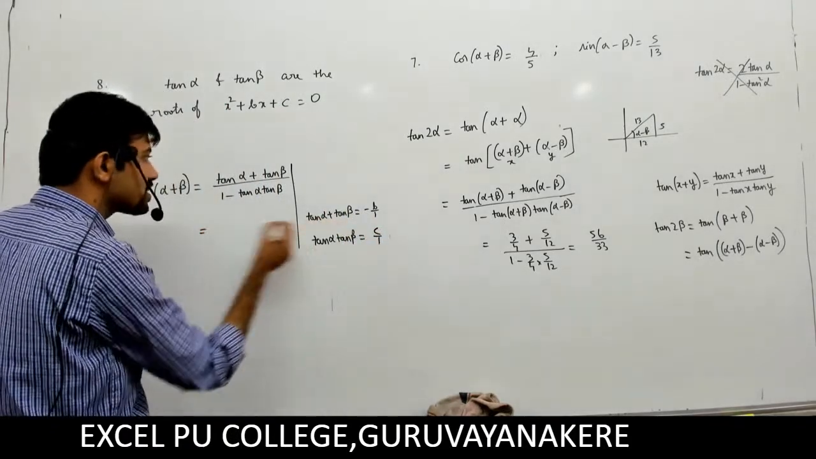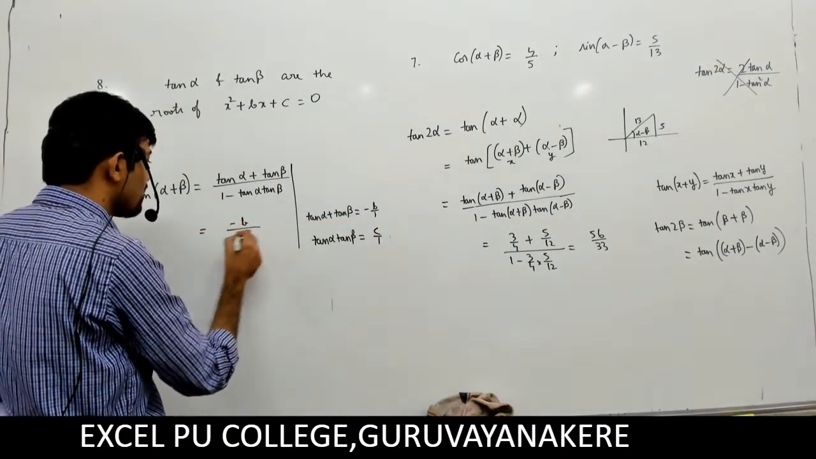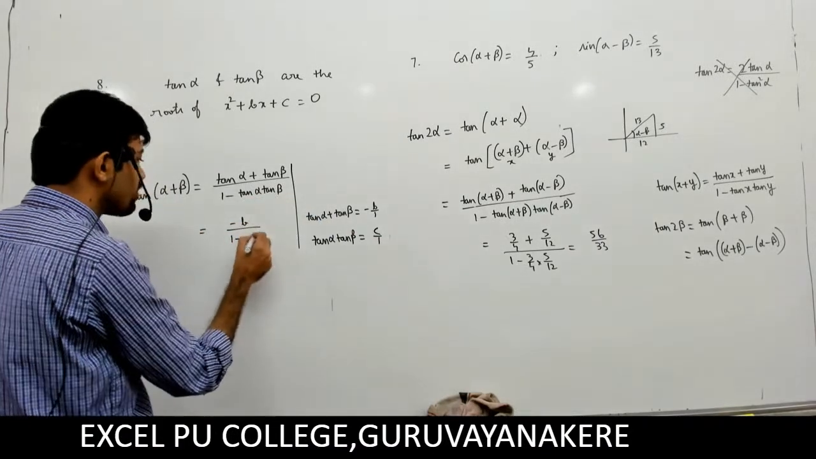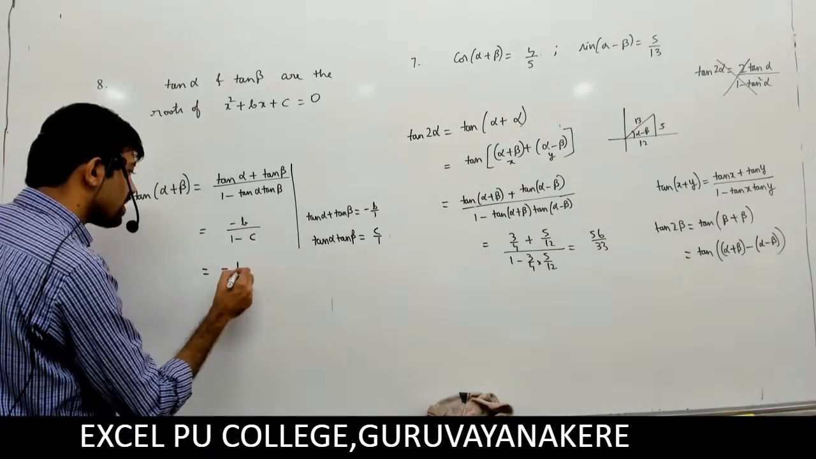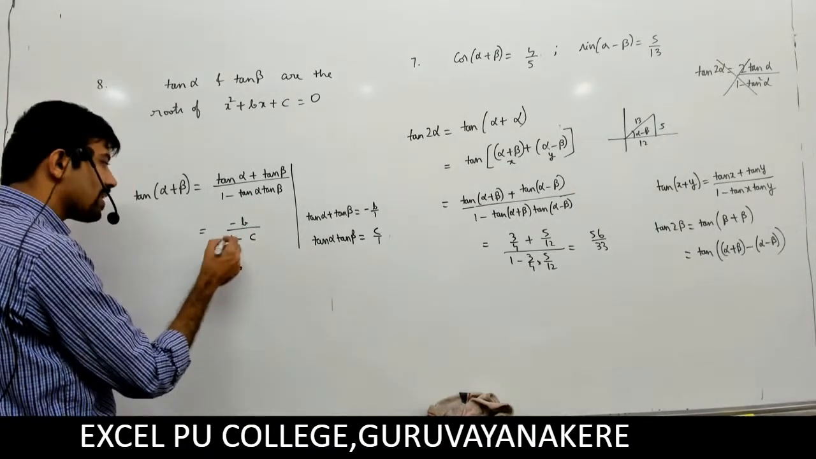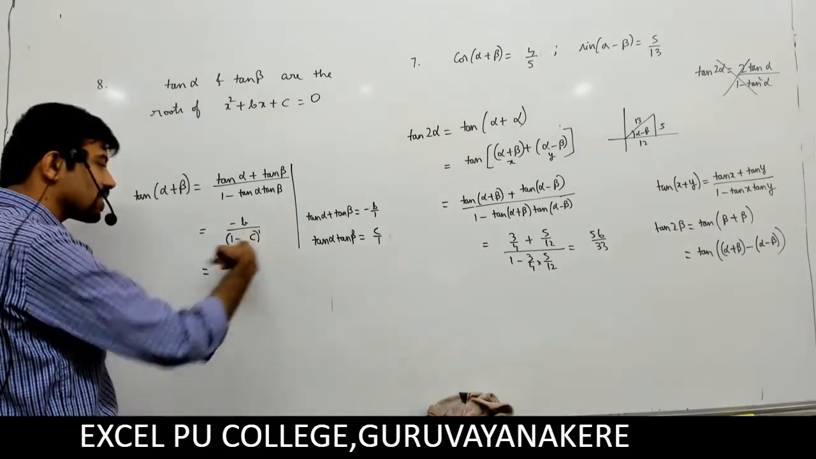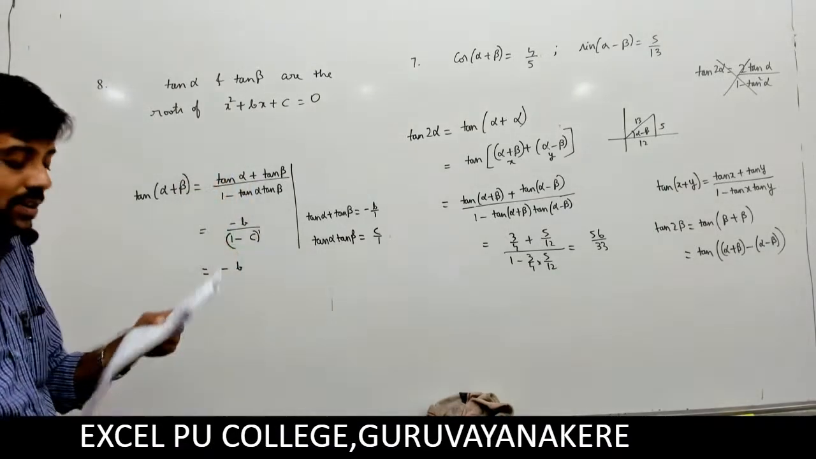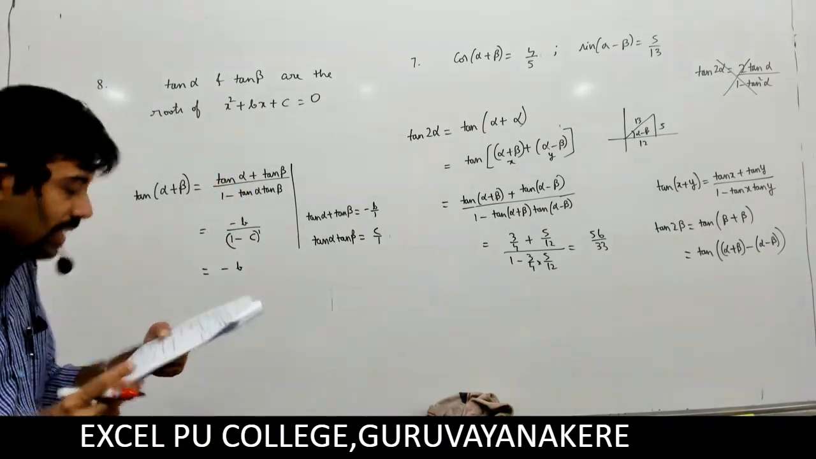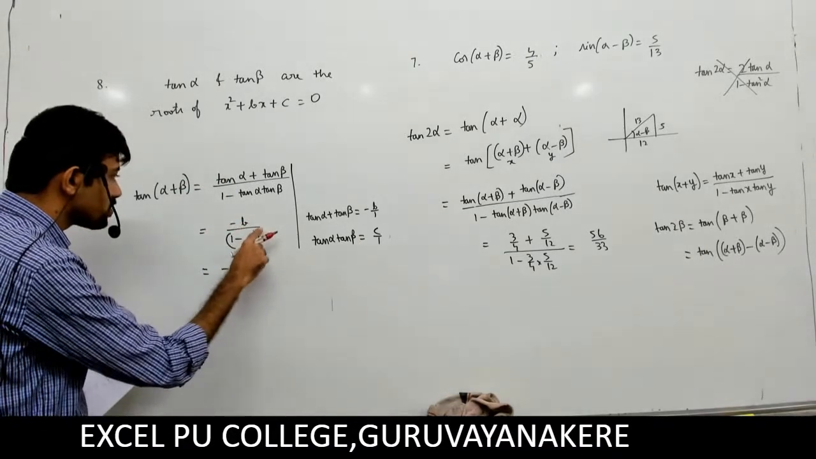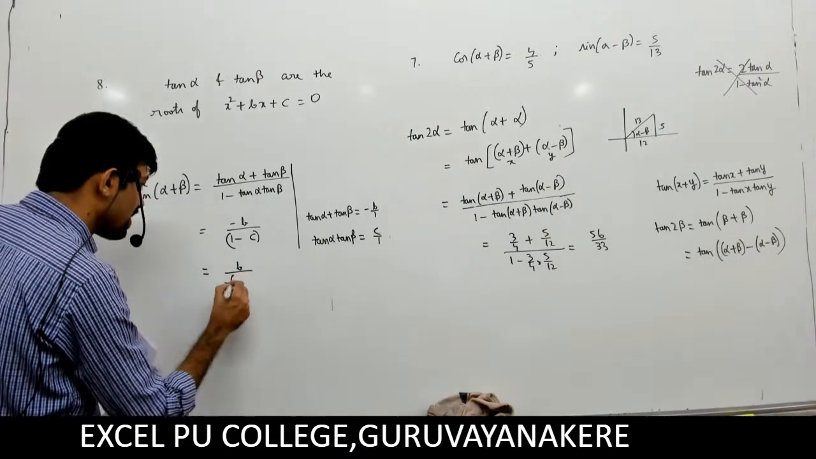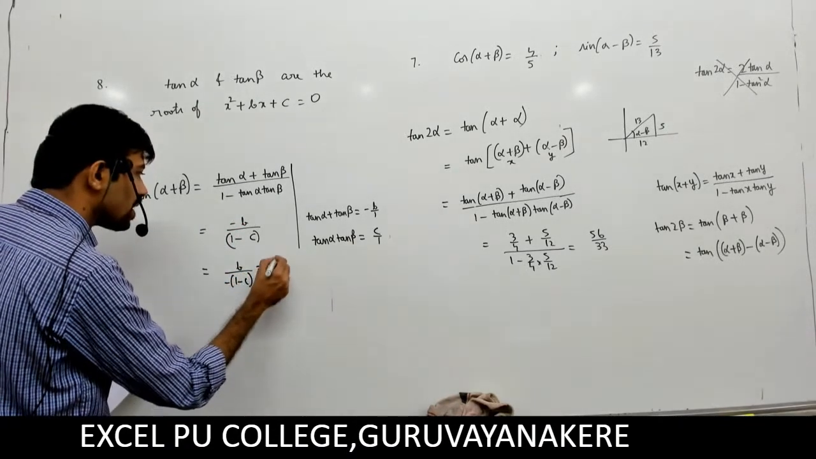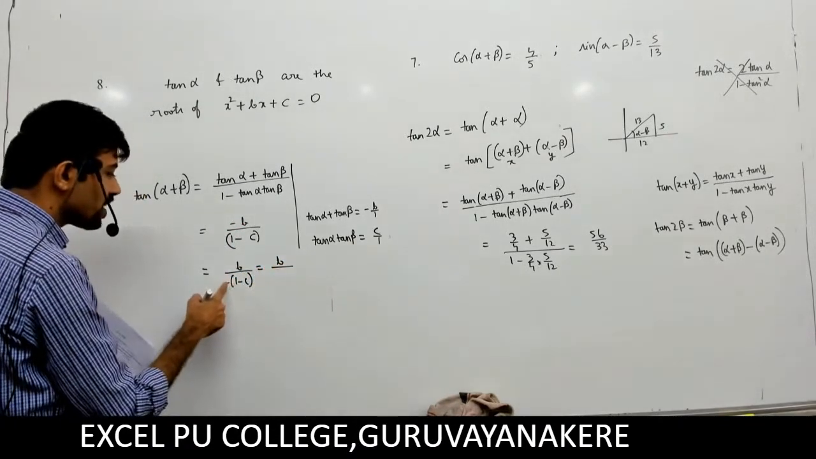Tan alpha plus tan beta is minus b, divided by 1 minus tan alpha tan beta, which is c. It's minus b by 1 minus c, right? Minus b into 1 minus c to the power minus 1. Now when you take it to the numerator, it becomes 1 minus c to the power minus 1. Or we absorb this minus into the denominator: b by minus of 1 minus c.